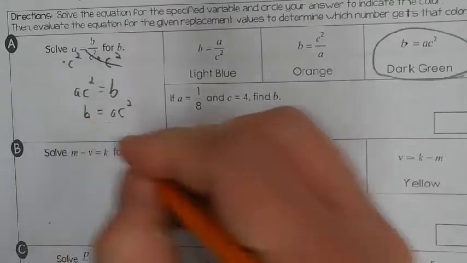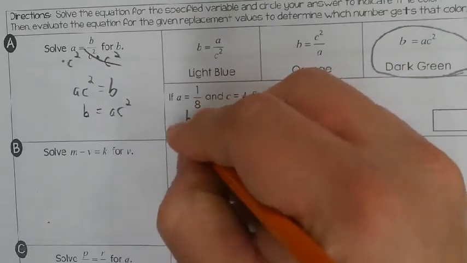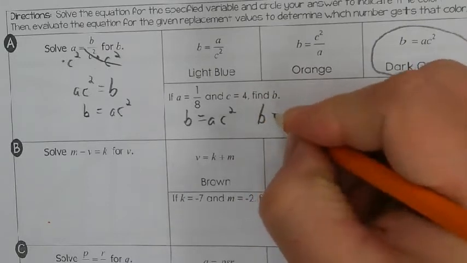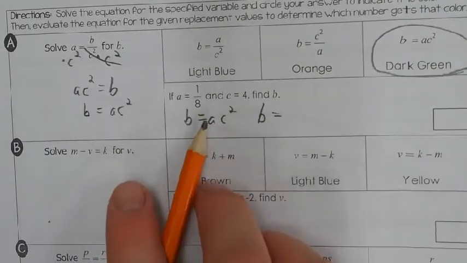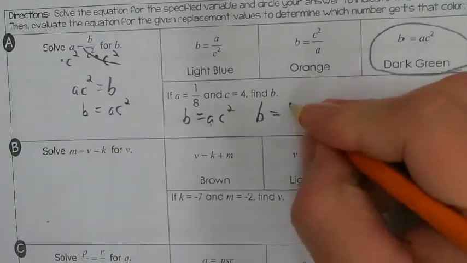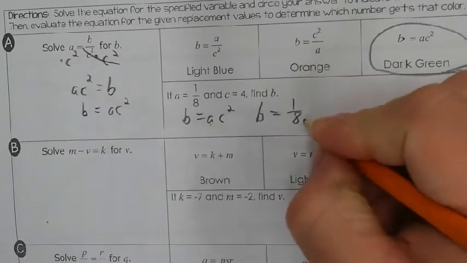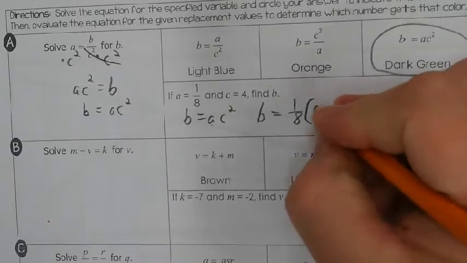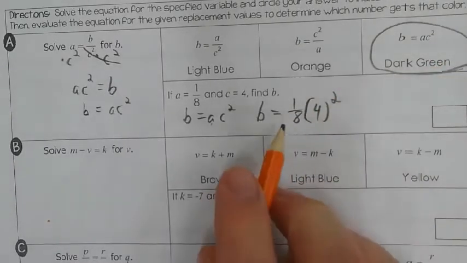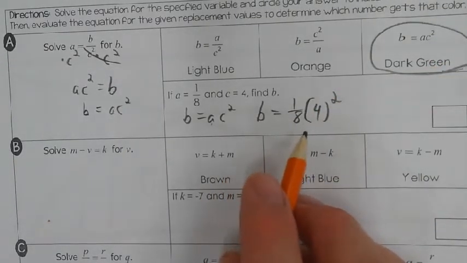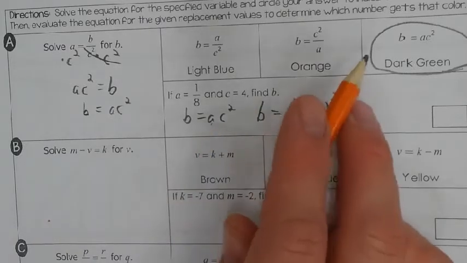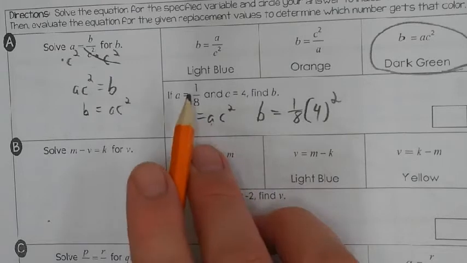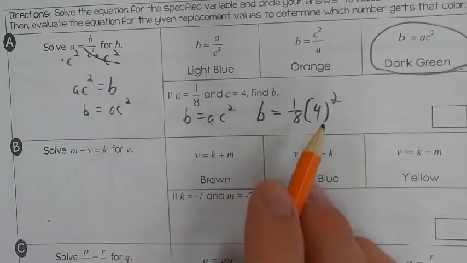So now we use this formula that they gave us. B equals AC squared, and we've got to find B. If A is 1/8, so what am I putting in for A? 1/8. 1/8 times C. What's C? 4. So does everybody see how I created this equation? It's just this equation that we circled up here, B equals AC squared, and put 1/8 in for A and then 4 in for C.